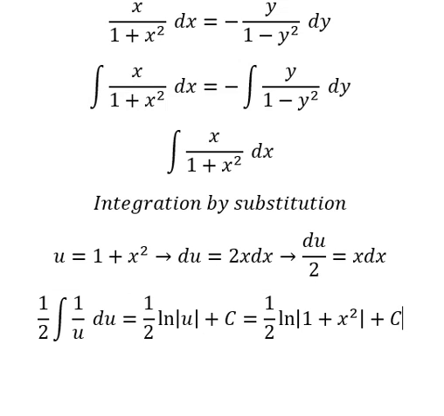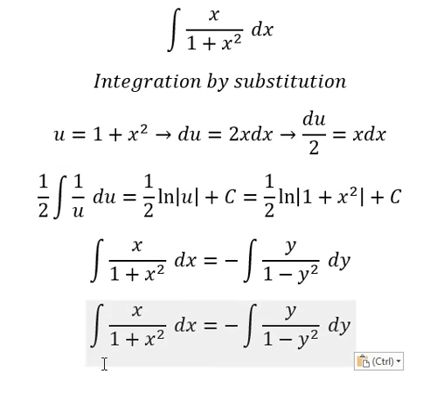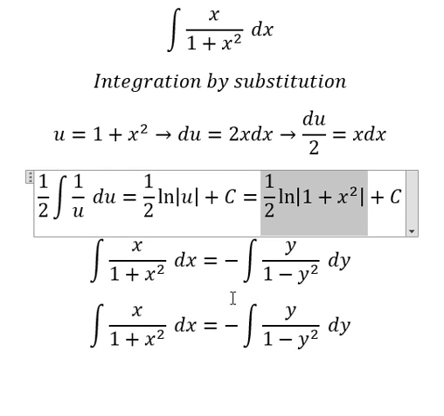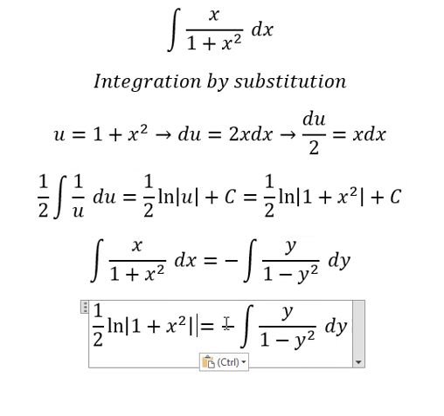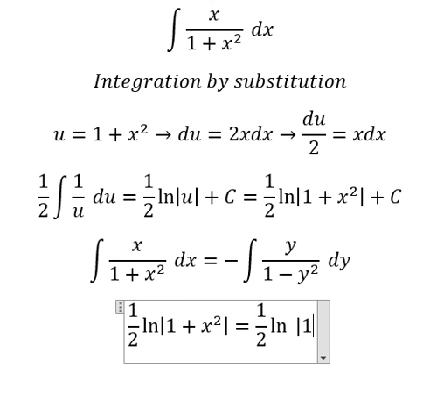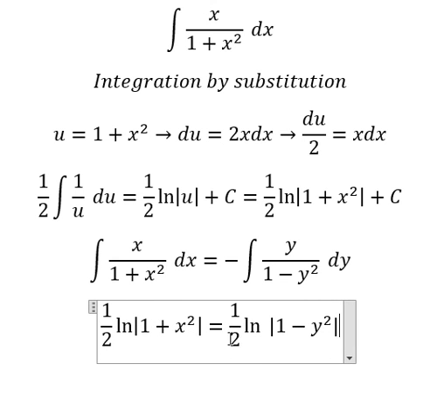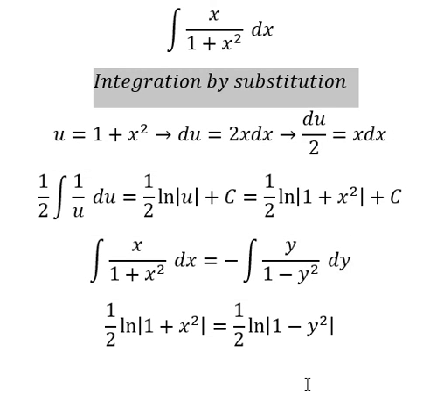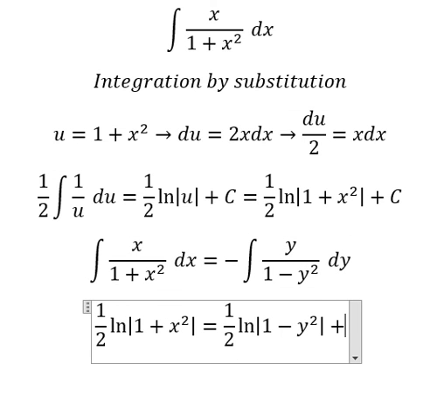So, the integration of this one is about this one. The integration of this one is 1 over 2 ln of the absolute value of 1 minus y squared. So we apply the same formula from here. And now I will put c.